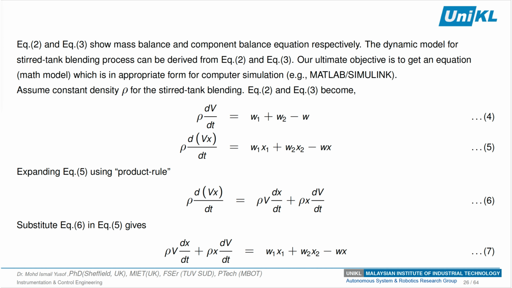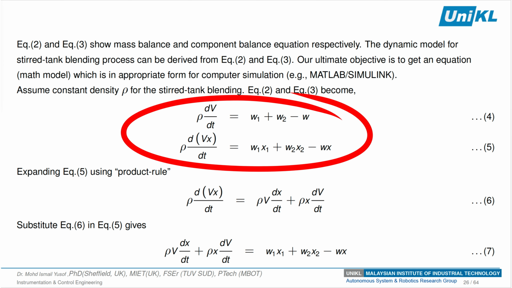The dynamic model for stirred tank blending process can be derived from equation 2 and equation 3. Our ultimate objective is to get an equation, which is mathematical model, which is in appropriate form for computer simulation software such as MATLAB or Simulink. Assume constant density ρ for the stirred tank blending. Equation 2 and equation 3 become ρ dV/dt equal to W1 plus W2 minus W and ρ d(Vx)/dt equal to W1x1 plus W2x2 minus Wx.